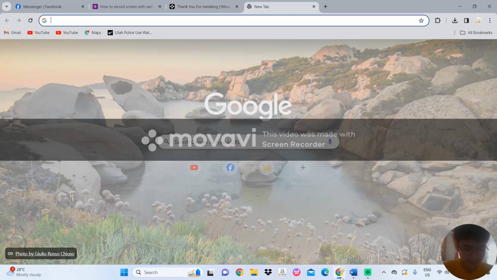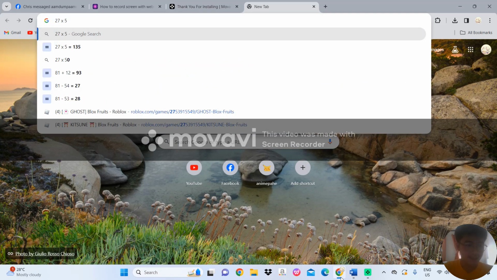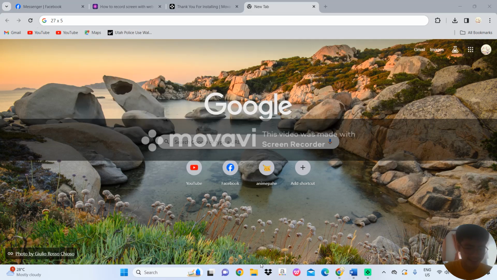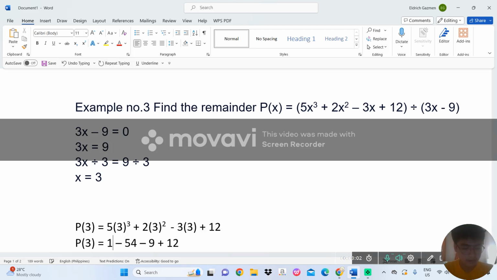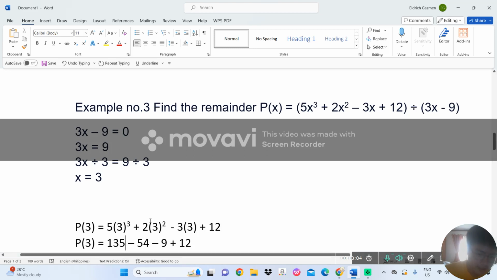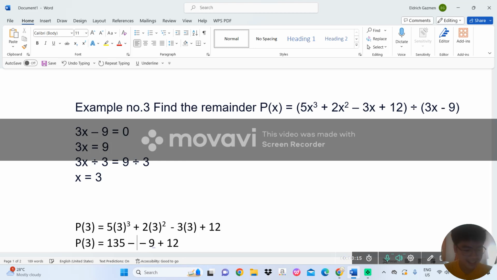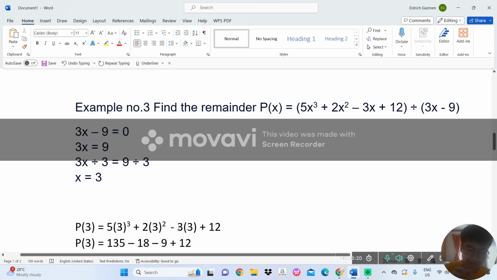wait. 27 times 5. Oh no! I made an error. I am very sorry. So let's solve this together. 135. And then 3 squared is 9. 9 times 2 is 18. And then negative 3 times 3 is negative 9, plus 12.